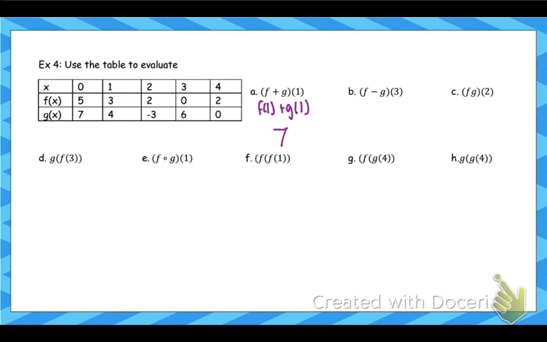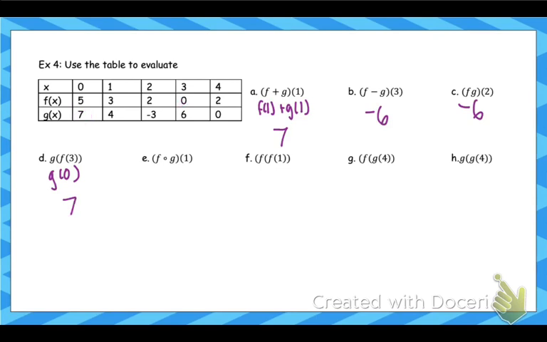F minus g of 3 means f of 3 minus g of 3. 0 minus 6 is negative 6. F times g of 2. So f of 2 times g of 2. So 2 times negative 3, negative 6. G of f of 3. So f of 3 is 0. G of 0 then is what I'm now evaluating. Okay, g of 0, when x is 0, g of x is 7.